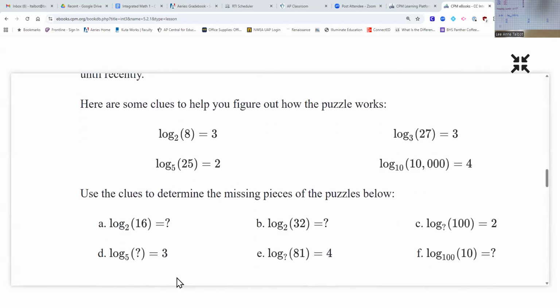Okay, here are some clues to help you figure out how the puzzle works. Use the clues to determine the missing pieces of the puzzle below. Okay, I want you to stare at this and figure out how the puzzle works. I am not going to steal your dopamine here. Figure it out. It's fun.